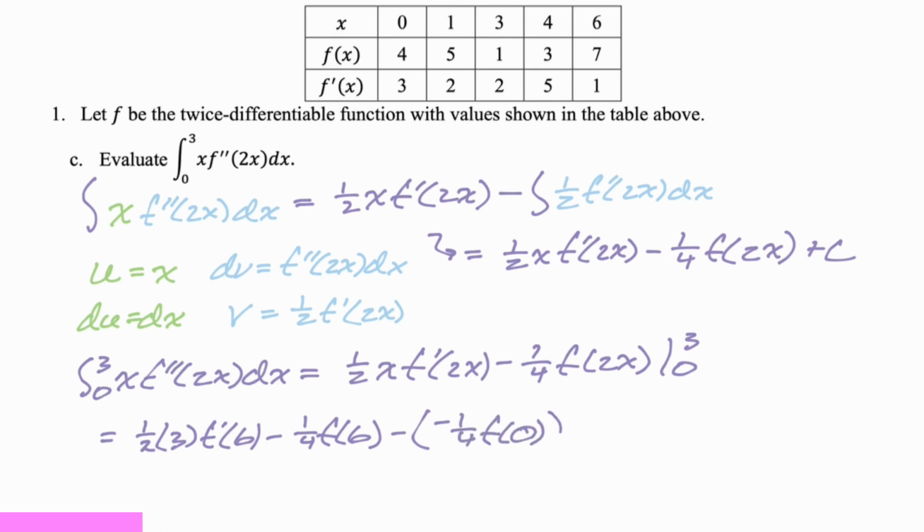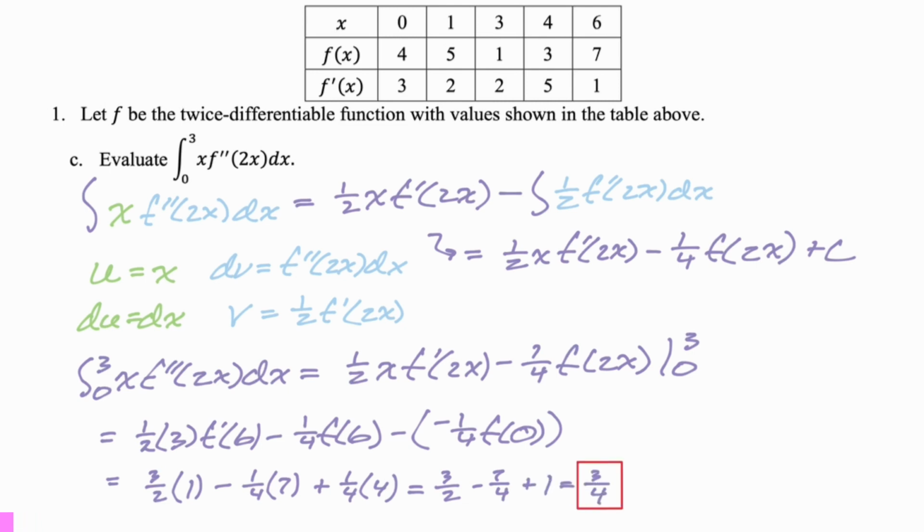Now we need to read values off the table. So you get 3/2 times f prime of 6, which is 1, minus 1/4 times f of 6, which is 7, and then plus 1/4 times f of 0, which is 4. And then you just clean this up. So we get 3/2 minus 7/4 plus 1, which overall is just 3/4. Pretty good. Let's take a look at the next one.